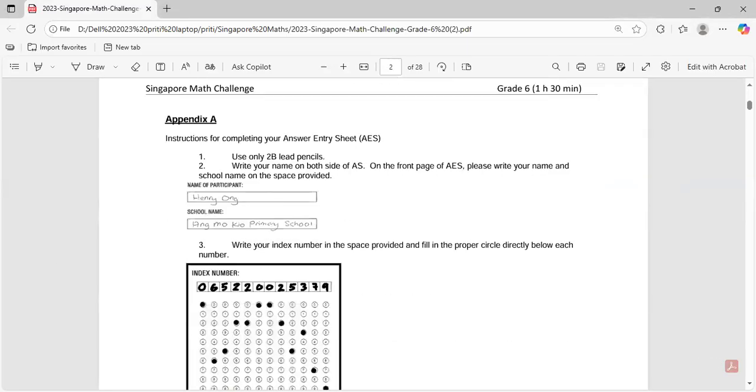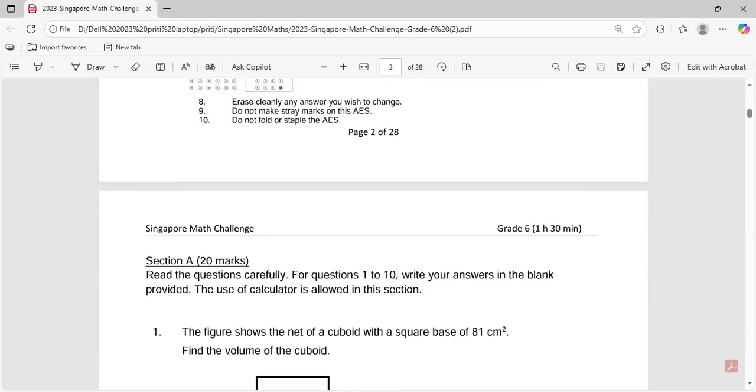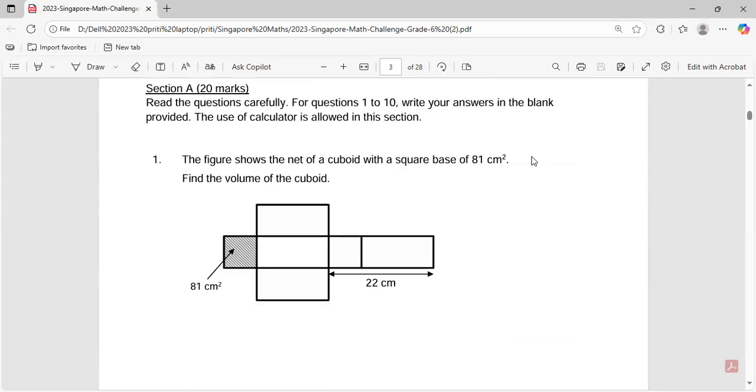These are the instructions. Let's read the first question. The figure shows the net of a cuboid with a square base of 81 centimeters square. Find the volume of the cuboid. Now, the formula for the volume of a cuboid is length times breadth times height, or area of the base times height. In this case, they're saying it's a square base.